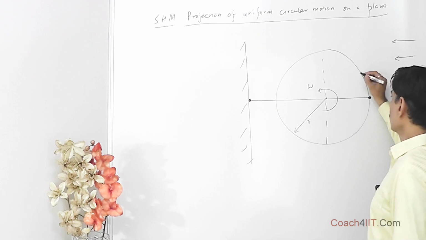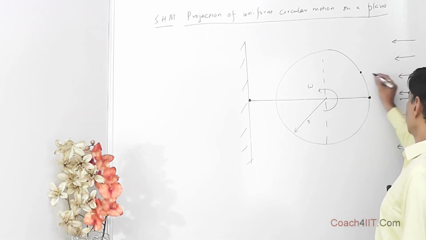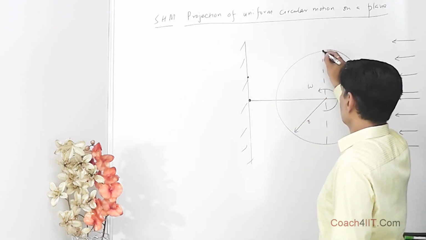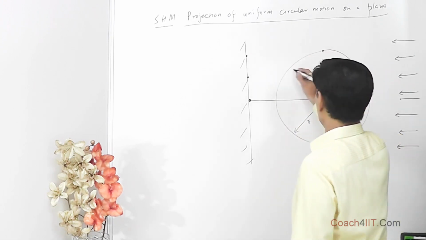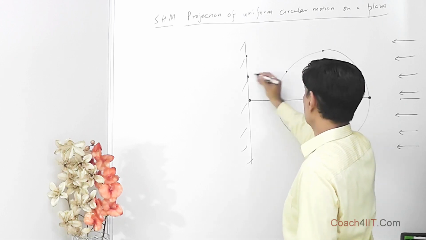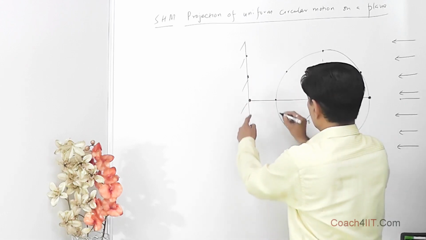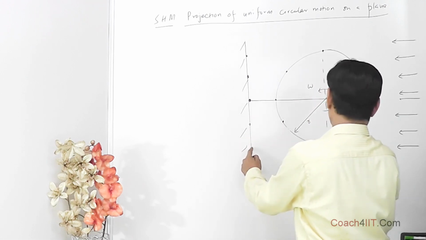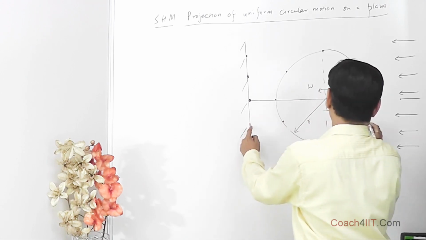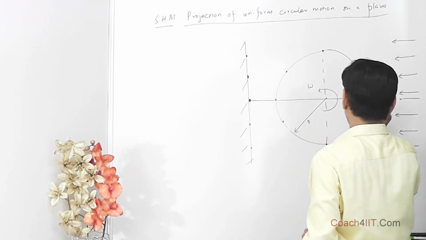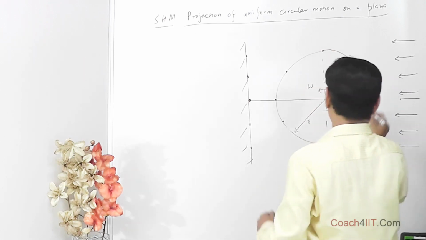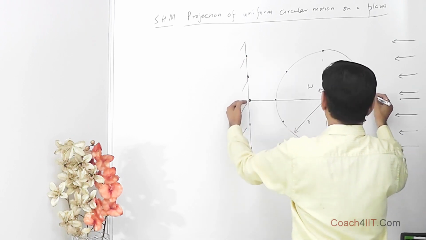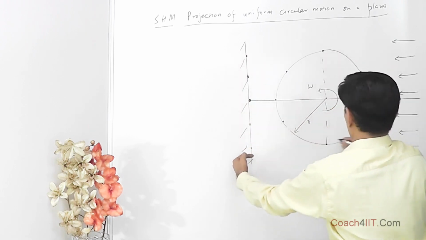As it moves, it obstructs only this ray, and as a result the shadow is over here. When it is over here, the shadow is over here, and when it comes over here, once again the shadow is over here. As a result, when this moves in a circle, this shadow moves up and down on this vertical plane.